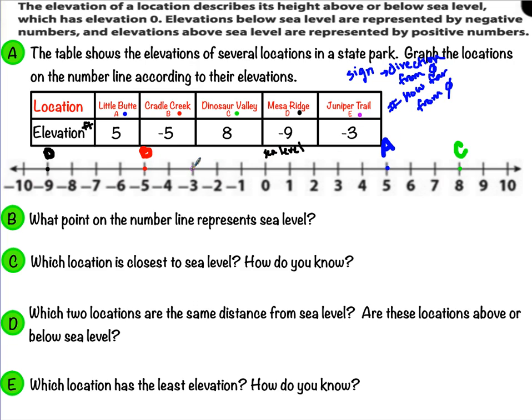So you should have plotted your number here at -3 because the negative told you to go to the left of 0 and the 3 told you to do that in 3 spaces. So you have Juniper Trail at -3.